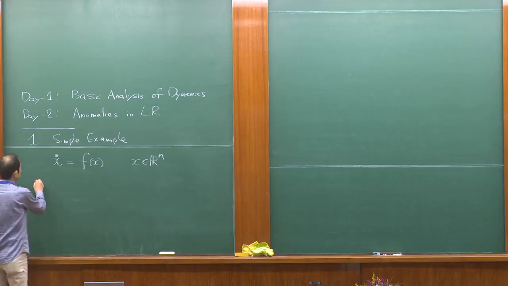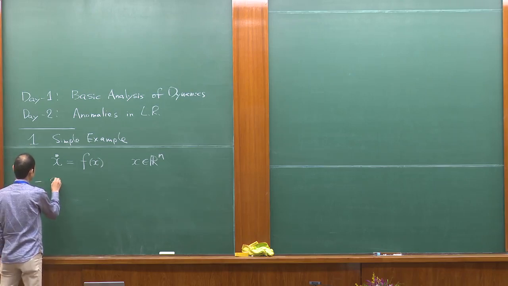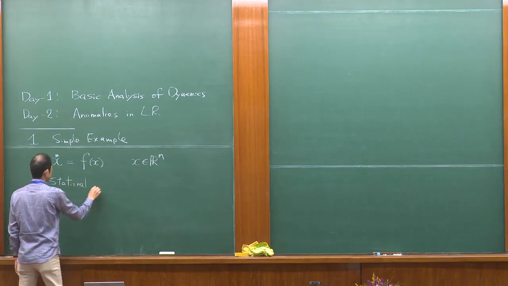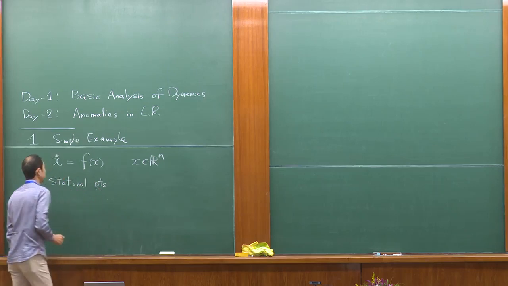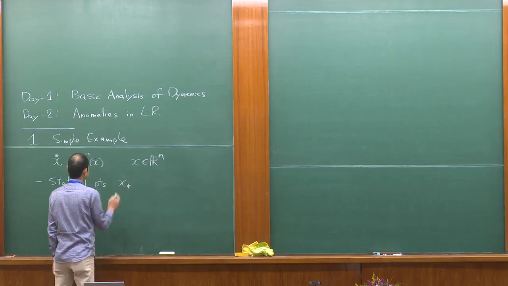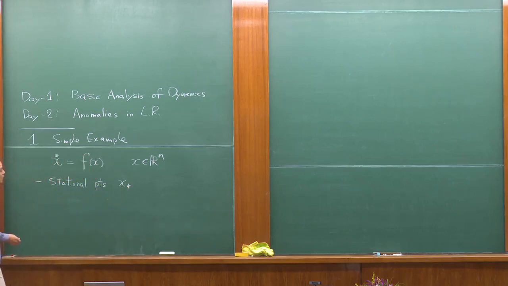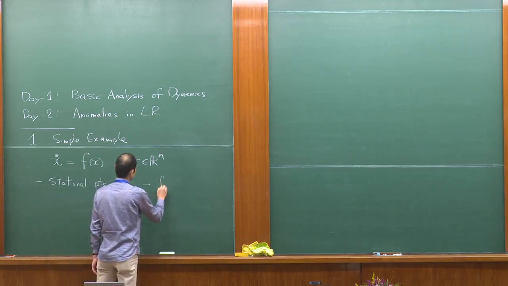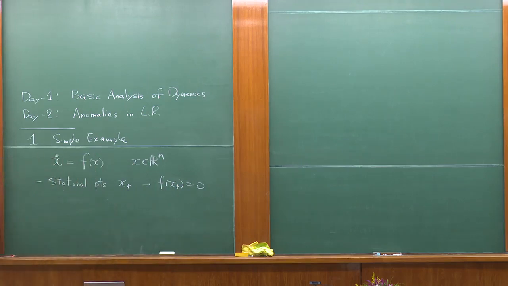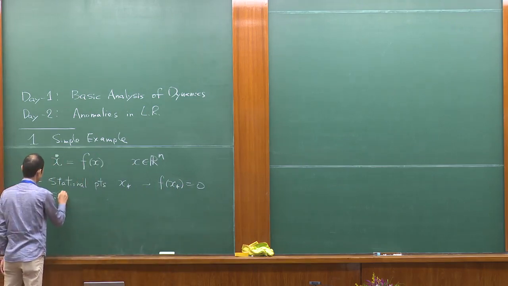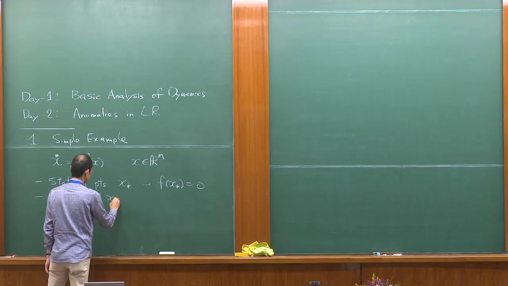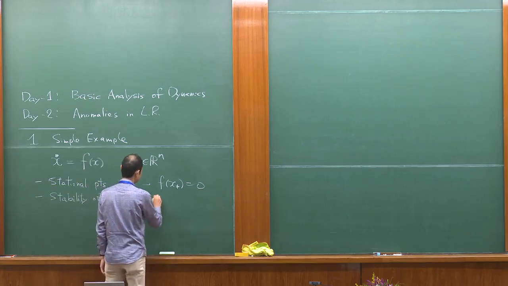So the first thing is stationarity. Where is the stationary point? So I say it's the stationary point x star. And then it is very easy. We have to solve this equation. That's all. And then the stability of x star, we have to analyze.